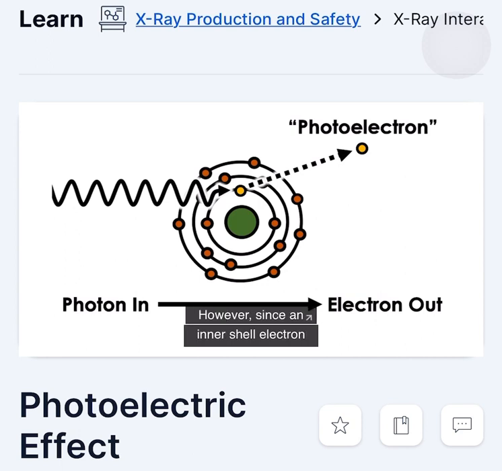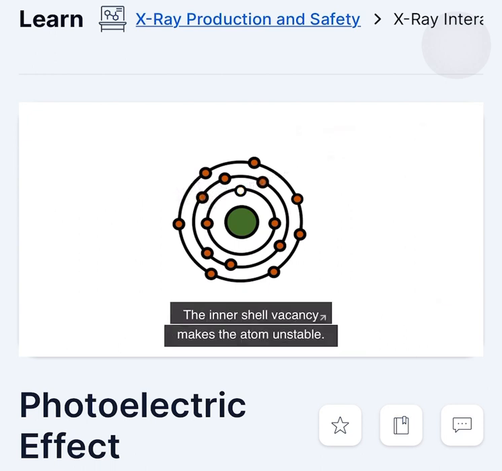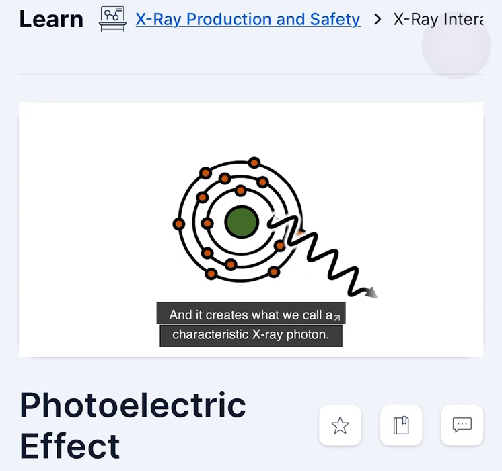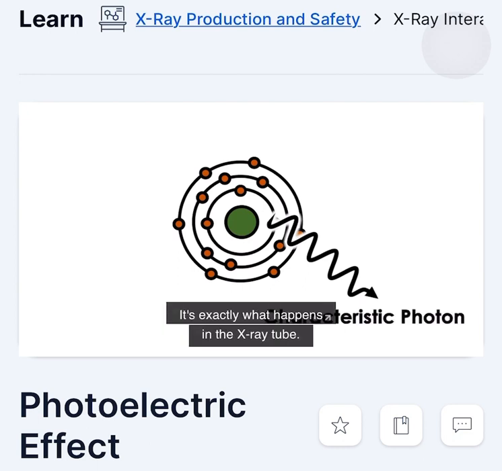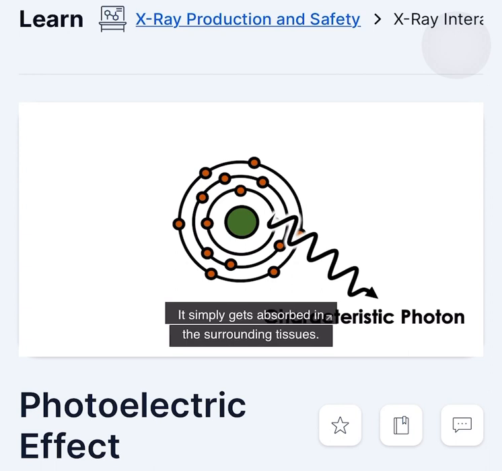However, since an inner shell electron has been knocked out of orbit, there is one more thing that happens. The inner shell vacancy makes the atom unstable. So an outer shell electron is going to drop into the inner shell to fill that void. This is called the cascade effect, and it creates what we call a characteristic X-ray photon. It's exactly what happens in the X-ray tube, but in this case, it's happening inside the body. This is not a scattered photon. It simply gets absorbed in the surrounding tissues. For more information about characteristic photons, watch the video on characteristic radiation.